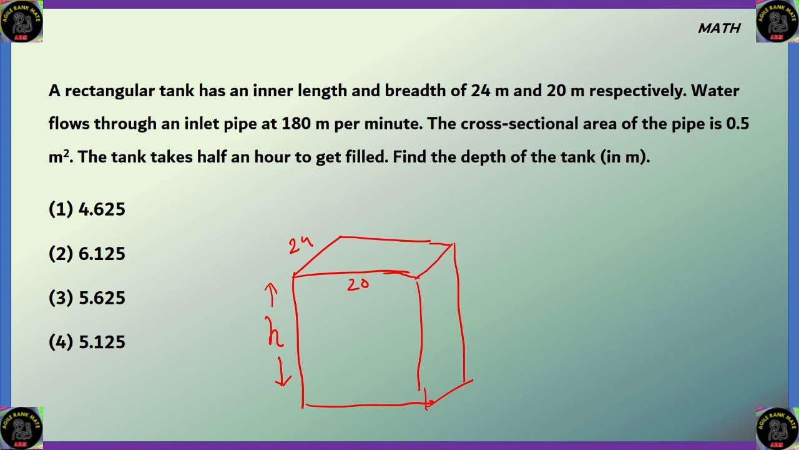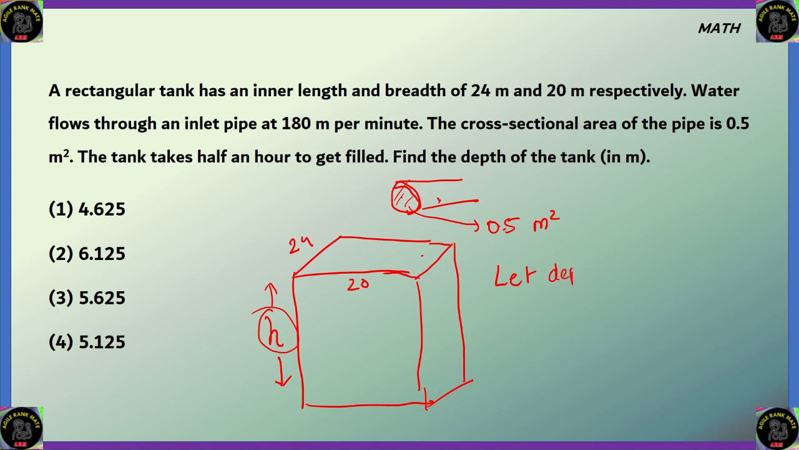So then we have a pipe in which water flows at 180 meters per minute. Let's draw the pipe, and we are also given that the cross-sectional area of the pipe is 0.5 meter square. So this whole area would be equal to 0.5 meter square. And we are also given the information that the tank takes half an hour to get filled. So we have to get the height from the information about the water flowing into the tank and also the volume of the tank.